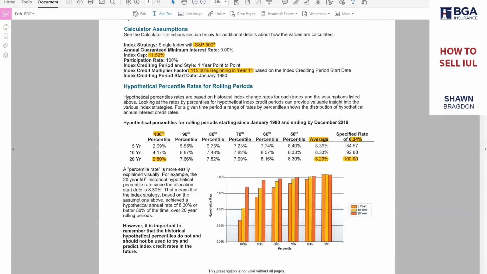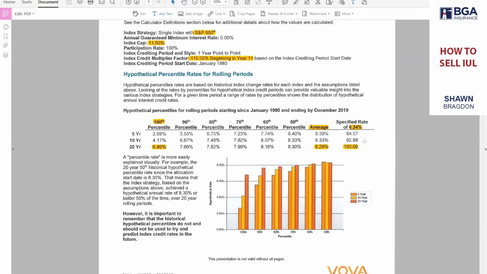So the actual AG49 rate that you can illustrate on this particular product is 6.34%. You're not allowed to illustrate this product any higher than that. And so if we hit 6.8 100% of the time and you're illustrating it at 6.34, in essence, you're always going to be under-promising and over-delivering on a properly designed index UL product today.